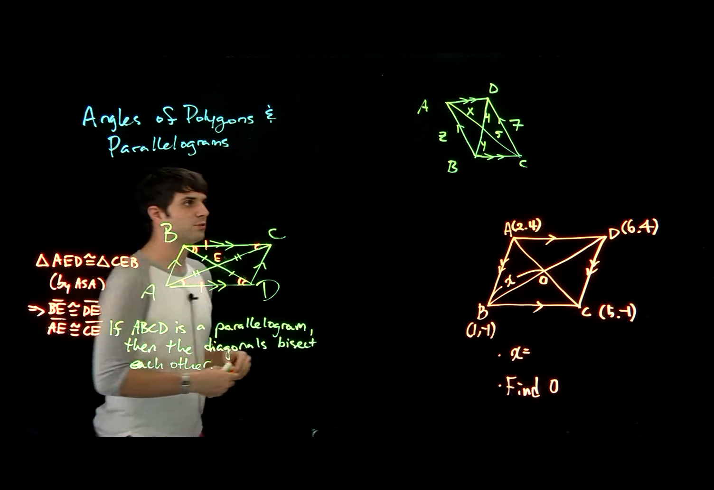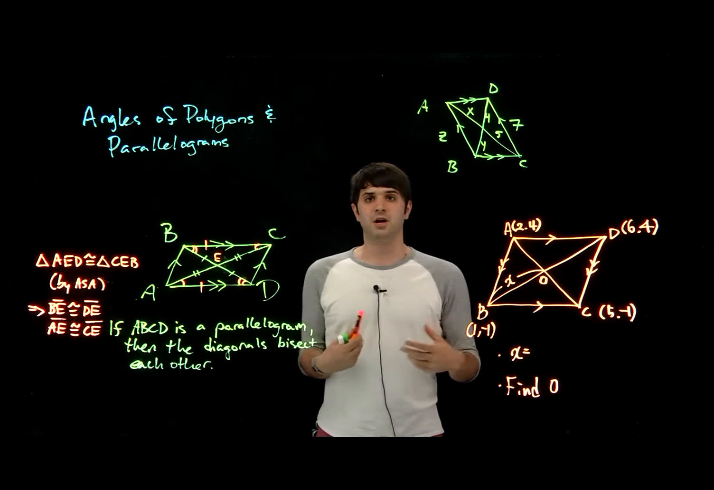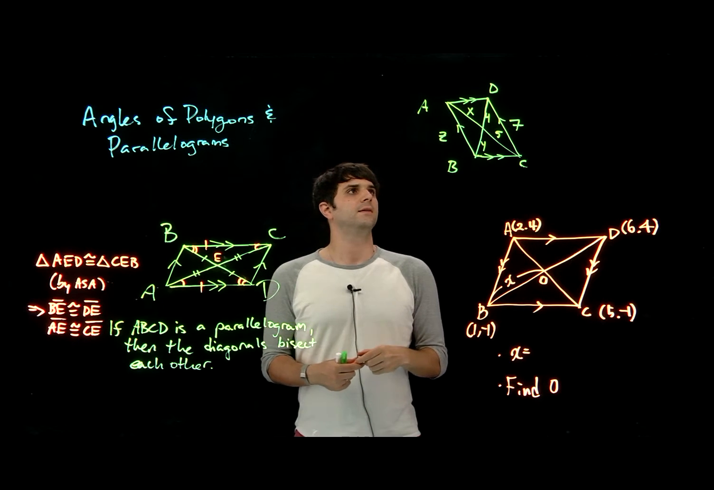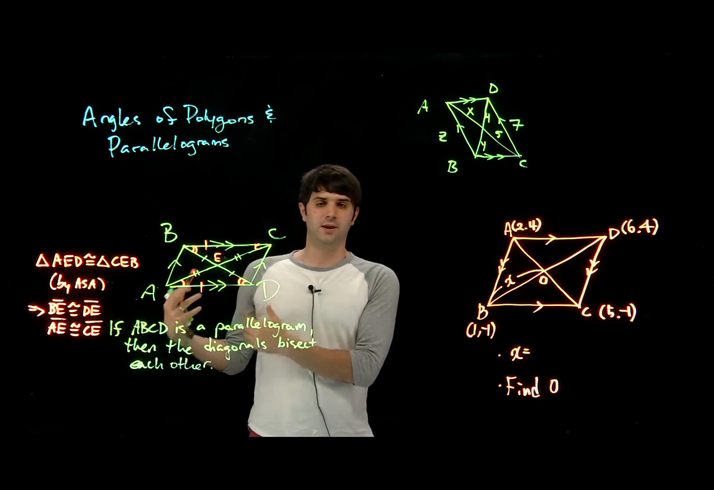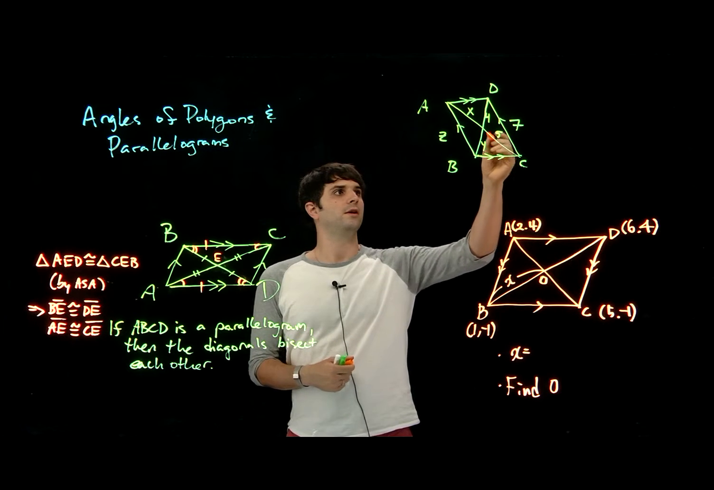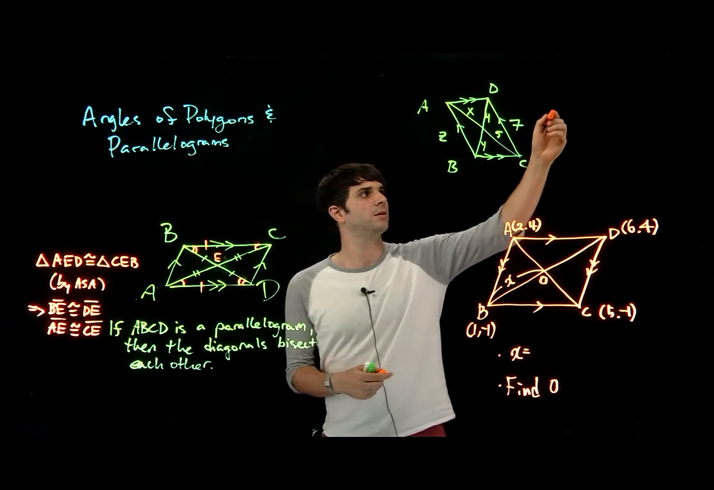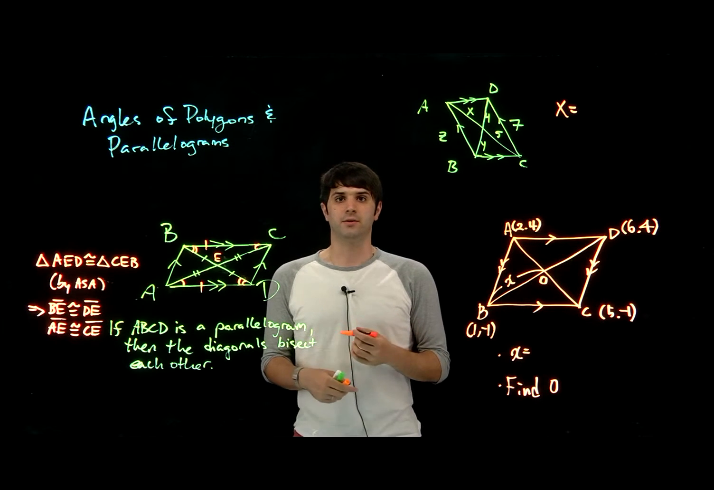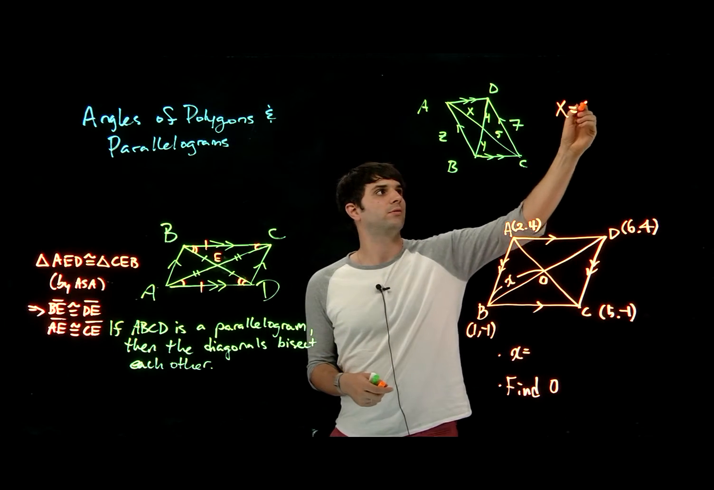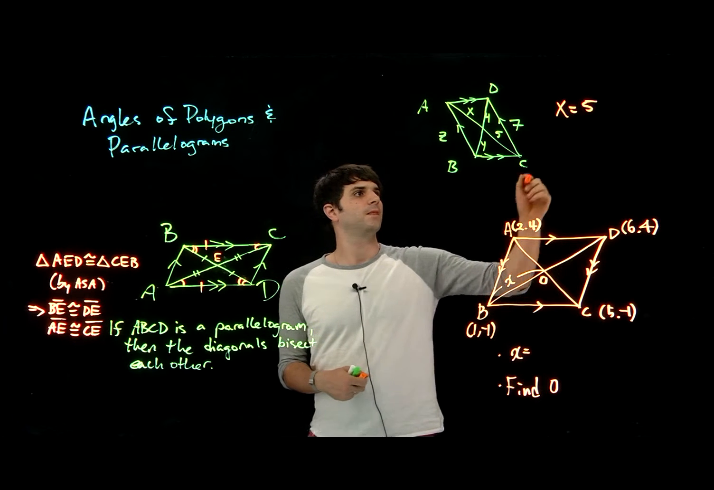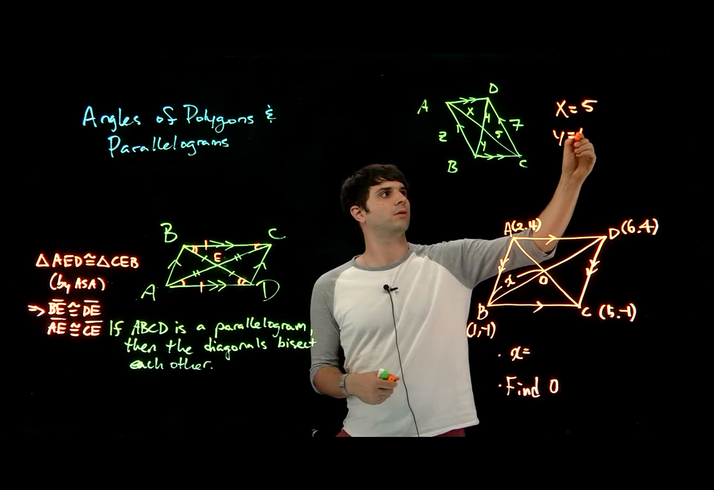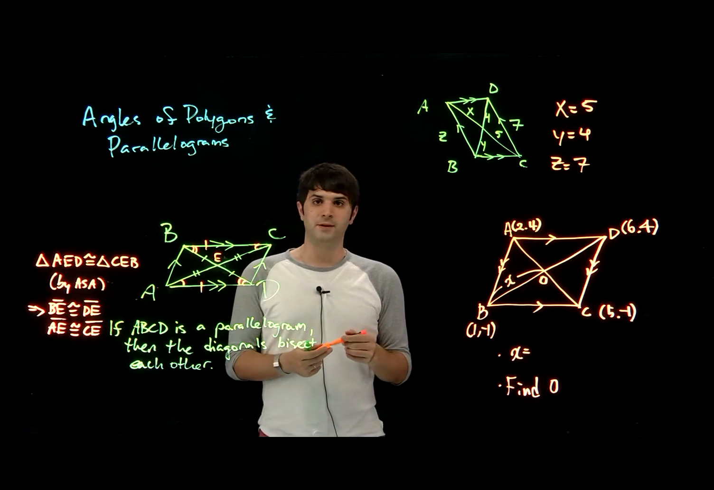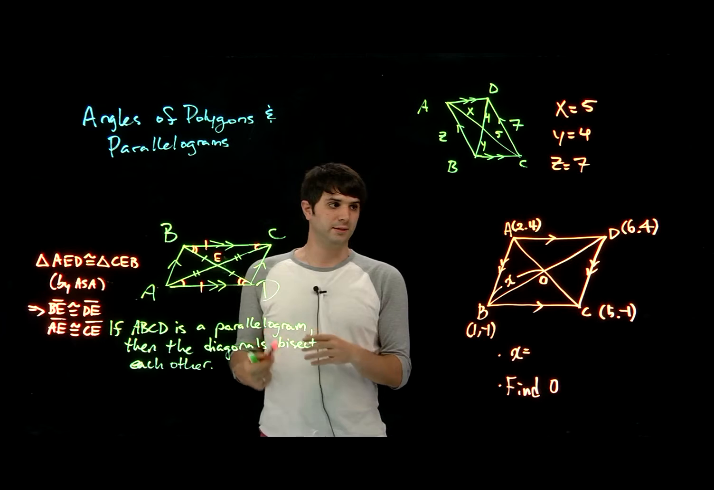So let's look at some examples of how that's applied. We have parallelogram ABCD, so we can use this and the other properties we've talked about. If we're trying to find x, we know that these diagonals bisect each other. So that means x is going to equal 5, y is going to equal 4, and z is going to equal 7. That'd be a very simple problem applying this.